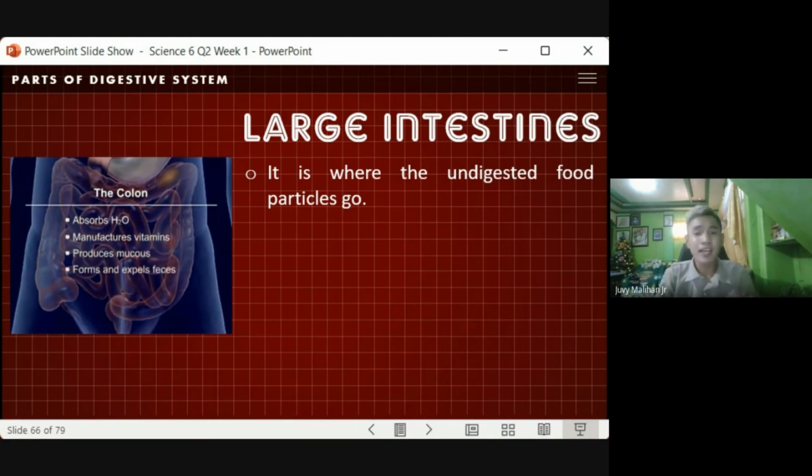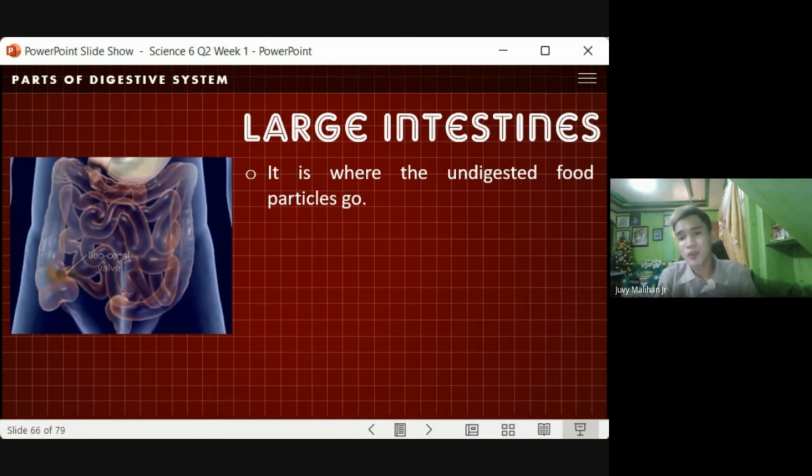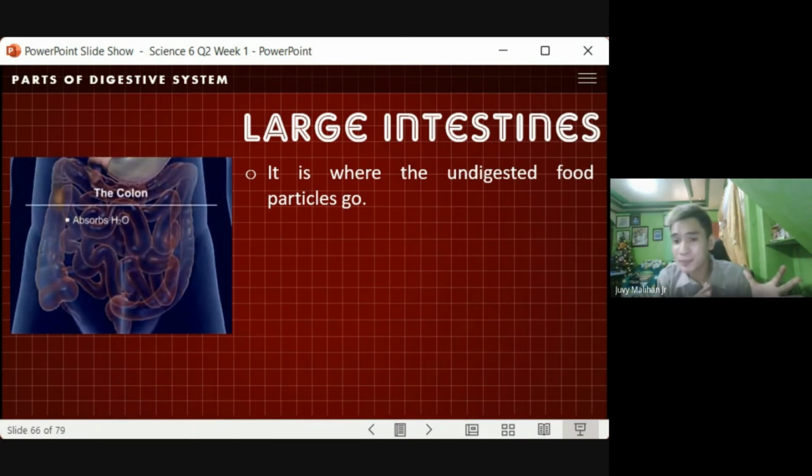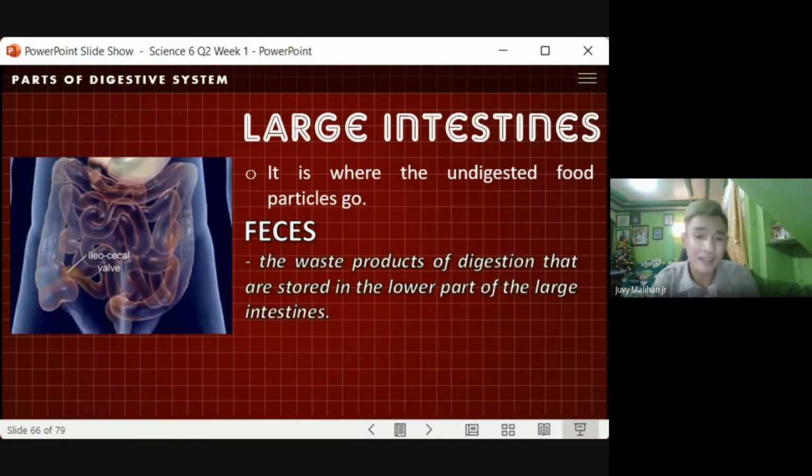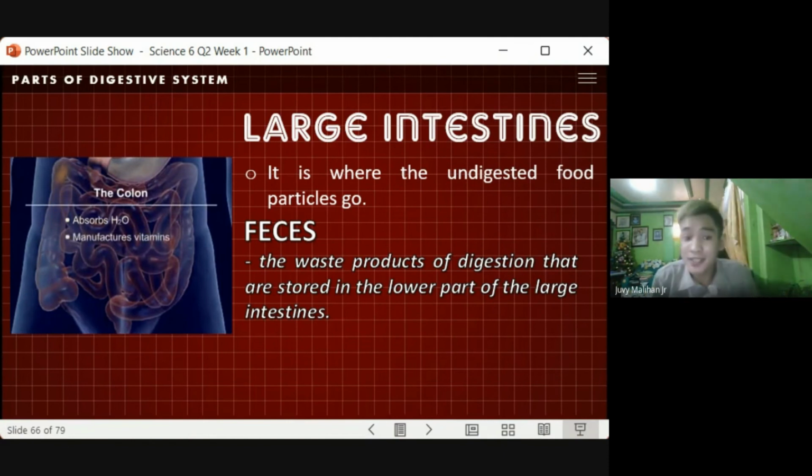These wastes, class, will be expelled from the body in the form of feces. So, ito na yung tinatawag nating feces. These feces, class, are the waste products of digestion that are stored in the lower parts of the large intestines.